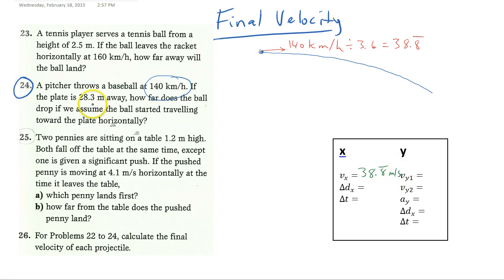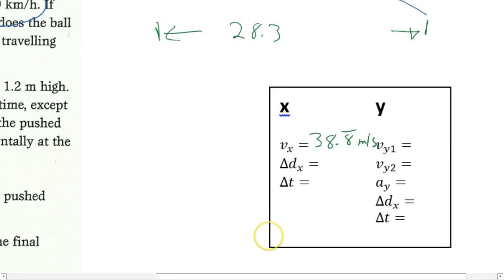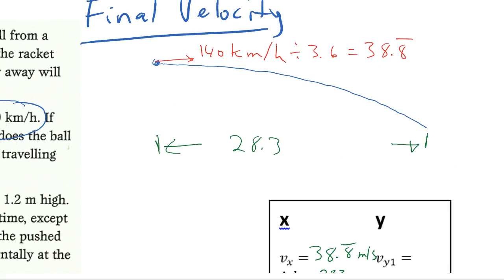So this 28.3 meters away refers to this horizontal displacement. This is that 28.3 meters. So looking over here, I'll put 28.3 meters. Okay, so along the way, this Vx, the 140, that arrow, stays constant. It's a constant Vx all the way around. So if I was to draw a bunch of arrows, that is still 38.8 at the very end.